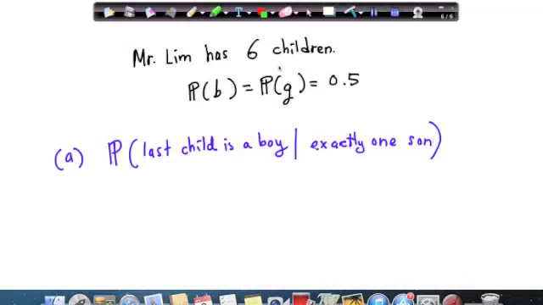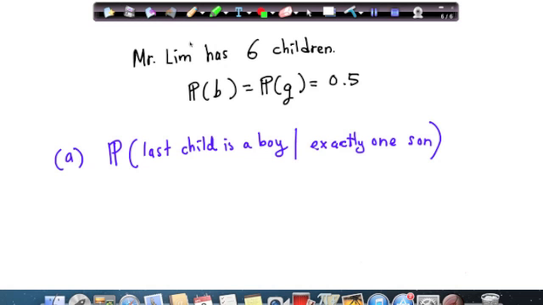Mr. Lim has 6 children, and we are given that the probability of having a boy and a girl are equally likely, which is given by 0.5. Here we want to determine the probability that the last child is a boy, given that Mr. Lim has exactly one son.